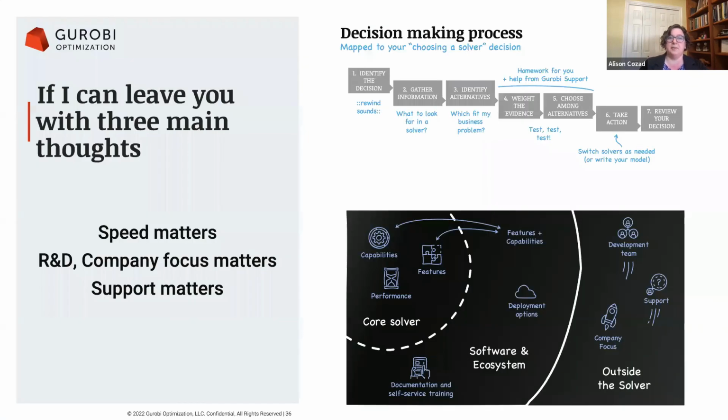All right. If I can leave you with three main thoughts. One is that speed matters. It helps you offer understanding to your users, more questions asked, potentially larger scopes or real-time configuration. And the R&D and company focus matters. Is there a team behind this? Do I expect that if I make this choice today, I'm going to be making a different choice next year? And that can make things a little bit tougher.